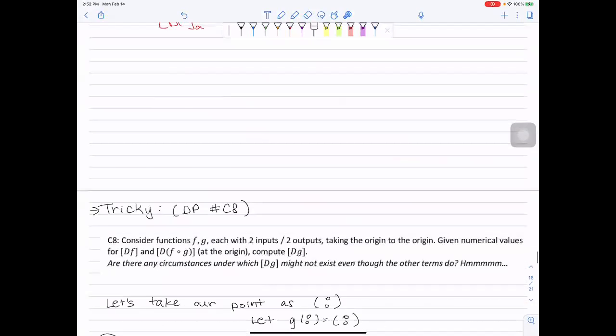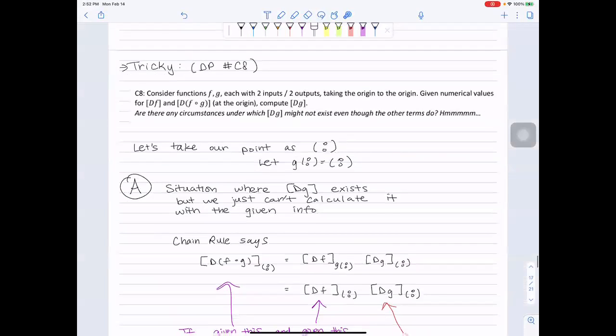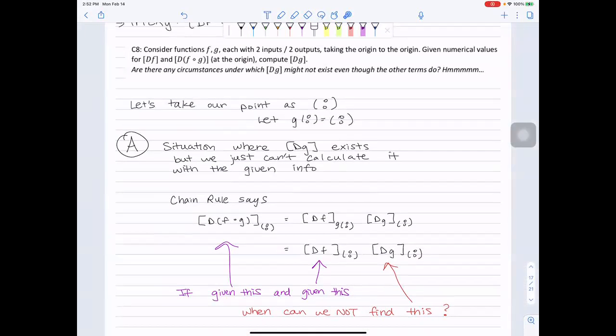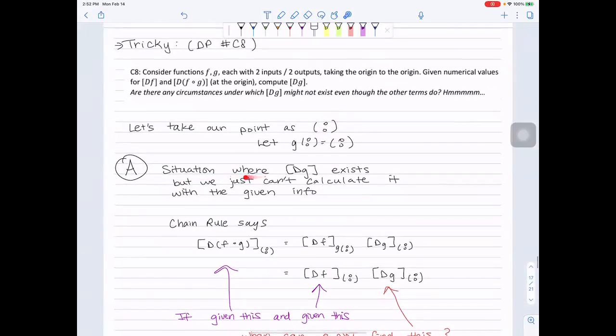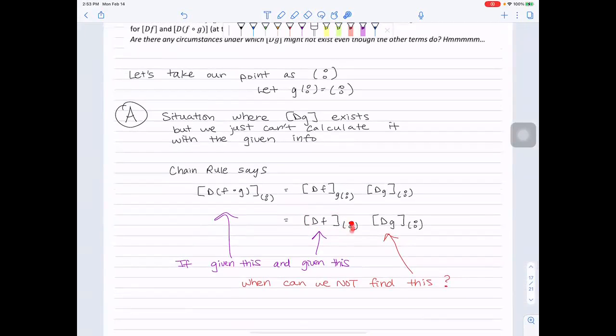Okay, let's consider a tricky example. This is from discussion problems. Let's take a point 0, 0. There could be a situation where we're given the derivative of f of g, we're given the derivative of f, but we might not be able to find the derivative of g. Can anyone think of a reason why we might not be able to find dg in some cases? What is the condition where, yeah.